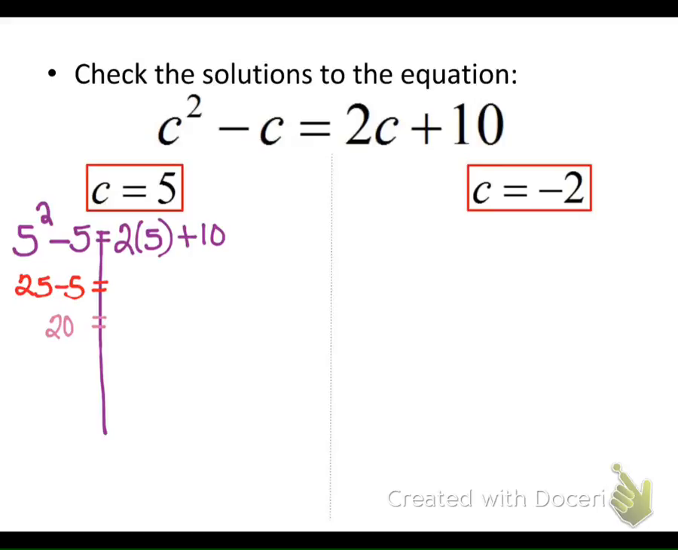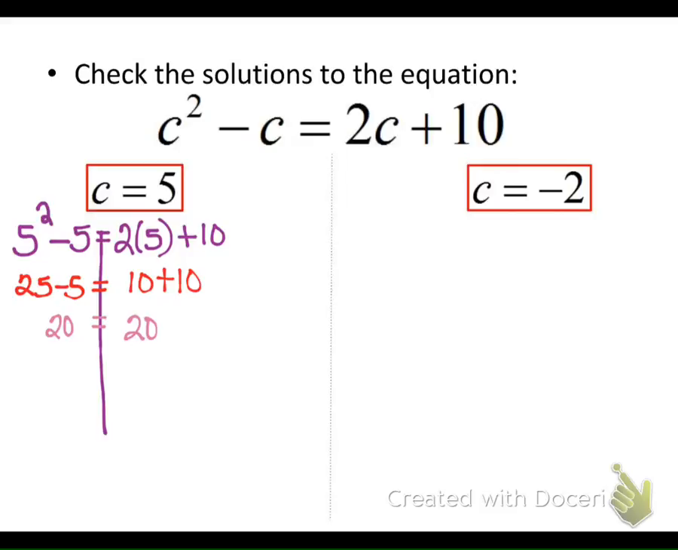So now I'm going to come back up to my right side. What do I do first on 2 times 5 plus 10? Okay, so what's 2 times 5? 10. Okay, so I have 10. I bring down my plus 10. All right, what's 10 plus 10? 20. So step 3 is to compare. Are my answers the same?